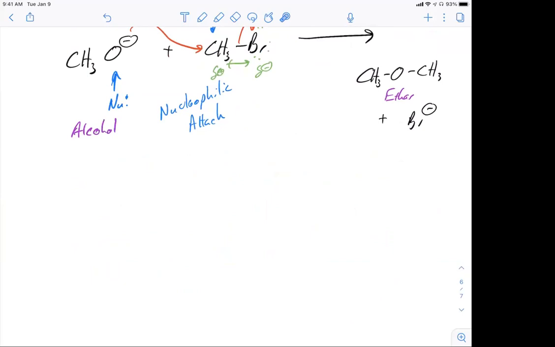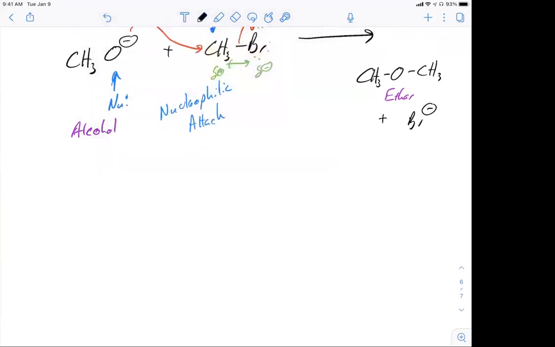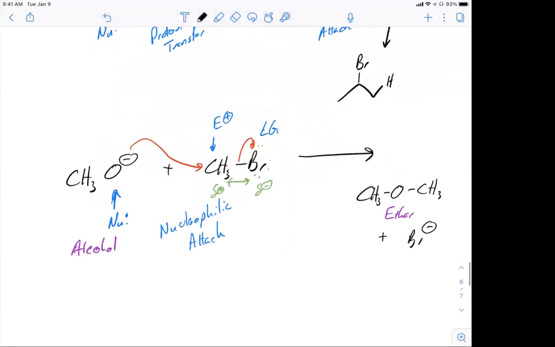I have a quick question on that. Is the bromine the leaving group in this case because the oxygen is more electronegative? Or why doesn't the same thing happen to the CH3O, like the other way around?